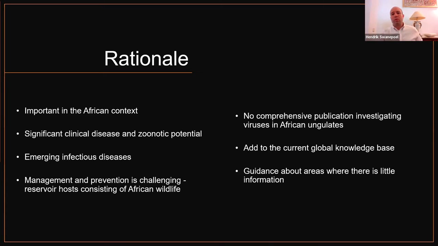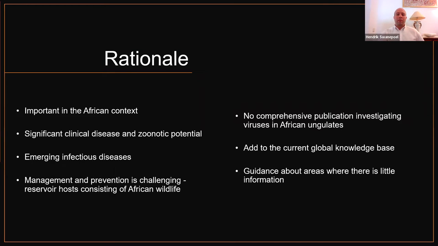Viral diseases are important in the African context because they can, in some cases, cause significant clinical disease in both wild and domestic animals, as well as in humans. Viral diseases make up a large proportion of emerging infectious diseases, and the management and prevention of these diseases have proven to be challenging, especially in the African context, due to large populations of reservoir hosts, which consist of African wildlife. At the time of undertaking this study, there were no comprehensive publications investigating viruses in African ungulates.